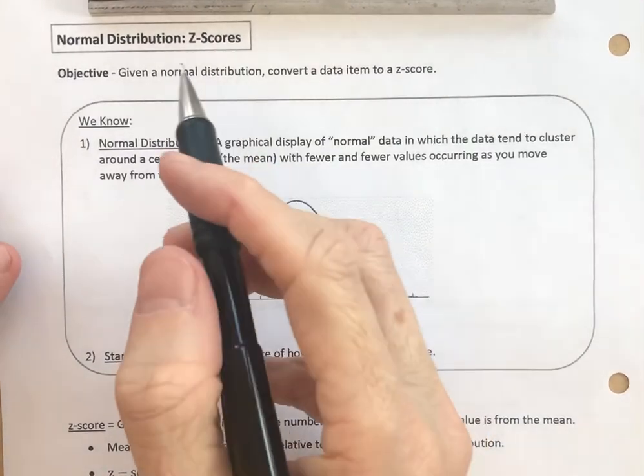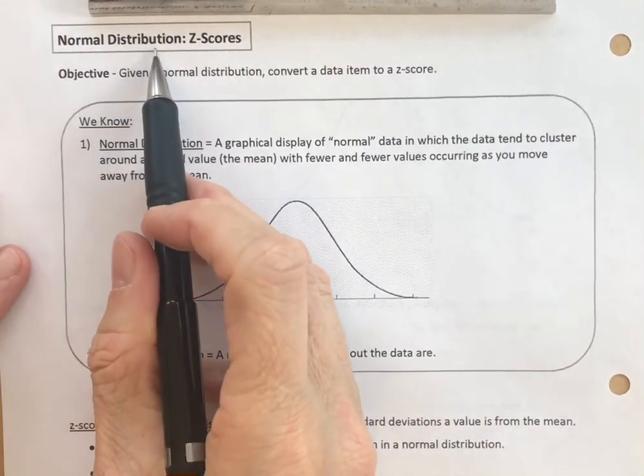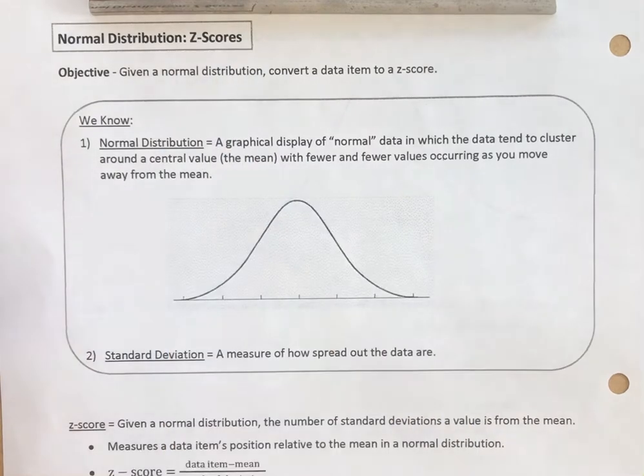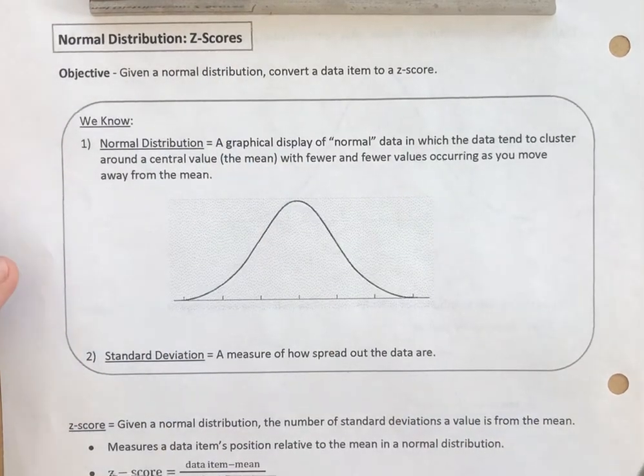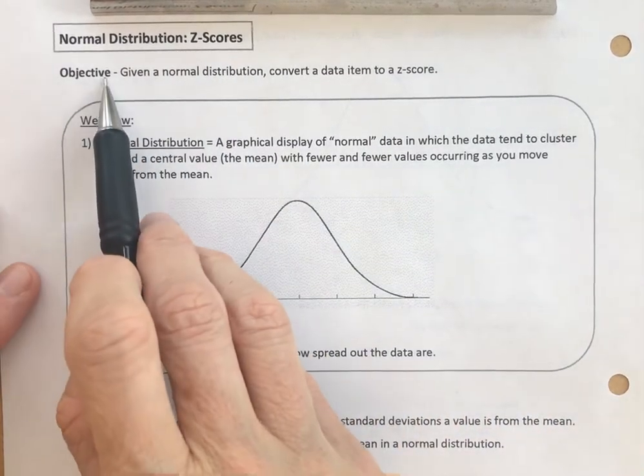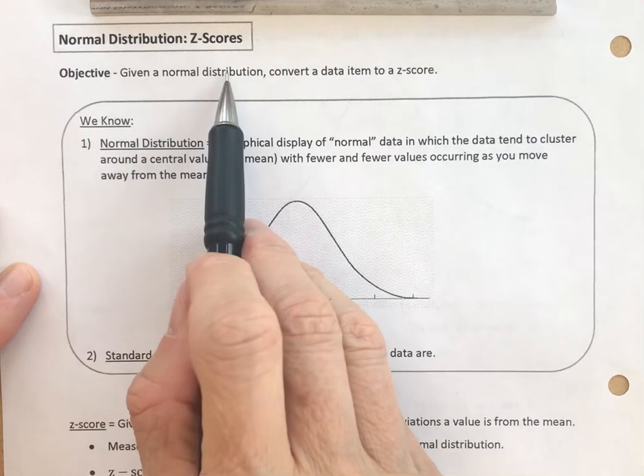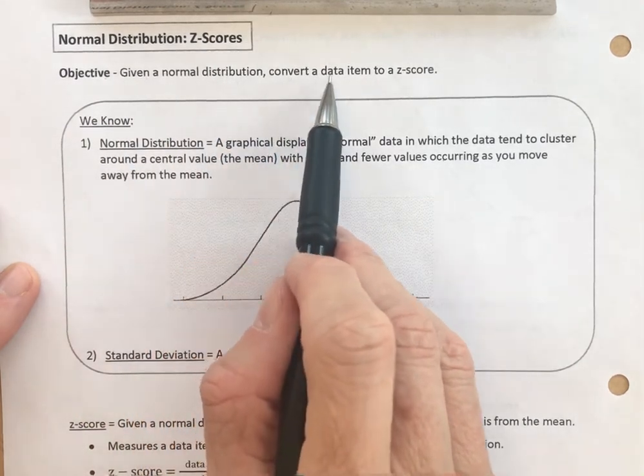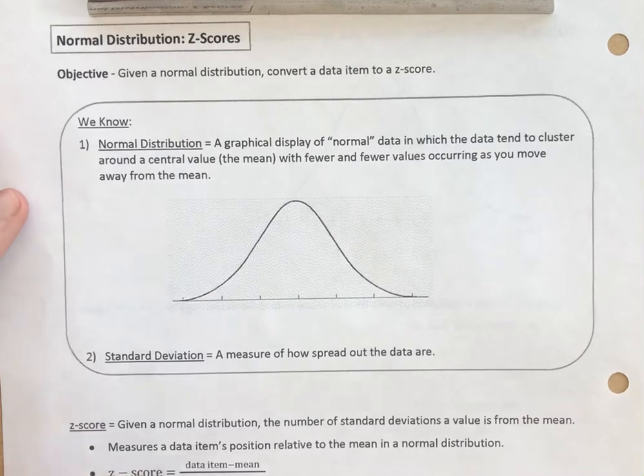So our next topic within normal distributions is z-scores. I told you there was a lot we knew about normal distributions. Our objective: given a normal distribution, convert a data item to a z-score. All right, what do we know?